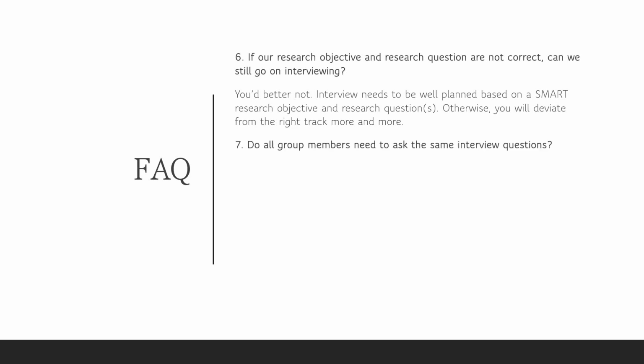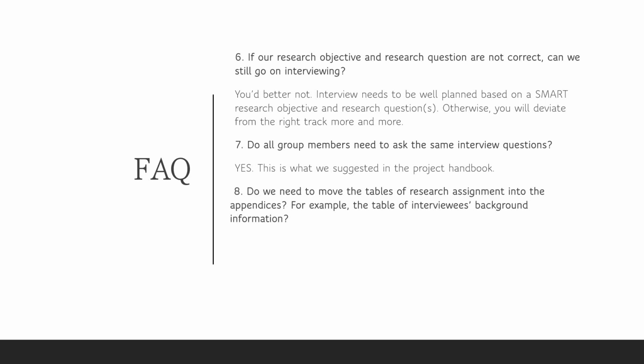And do all group members need to ask the same interview questions? Yes, this is what we suggested in the project handbook, because we have a relatively small sample size of interviewees. In order to check the reliability in the future, we do suggest all group members ask almost the same interview questions. It can be slightly different if you are asking Dutch and non-Dutch interviewees.